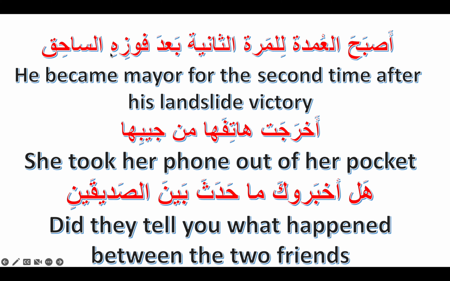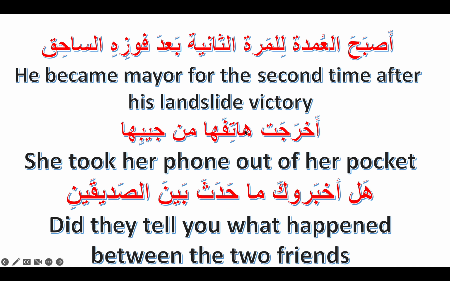And then as-sahiq is landslide or overwhelming in this context. So his landslide victory, because it's his, it's definite. So that's why the adjective has the definite article. The fawzihi does not need to have the definite article, the al, because we've got the possessive suffix, the hi or the he. So that's why we don't need to say al-fawzihi. We just say fawzihi, but then the adjective also has to agree and be in the definite. So it's as-sahiq.